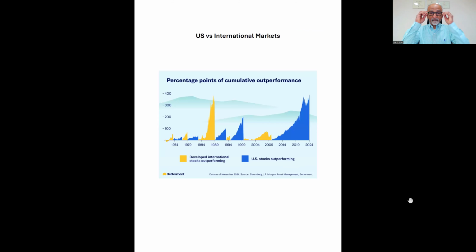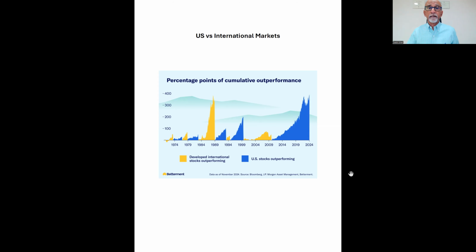What you're seeing here is a cyclical relationship between the US and international markets. The blue curves are when US stocks are outperforming the international market. They run in cycles of about 7 to 10 years, or sometimes 5 to 7 years, depending on the situation. It varies based on geopolitical conditions, earnings, the valuations of currencies, exchange rates, and many other factors.